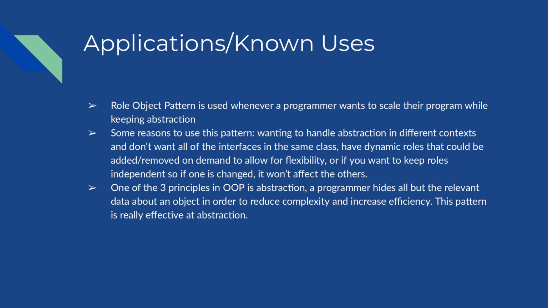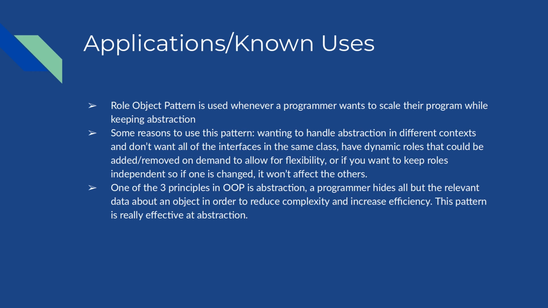So, applications and known uses. The role object pattern is used whenever a programmer wants to scale their program while keeping abstraction. They just want to keep that in mind because that is one of the fundamentals for software design. Some reasons to use this pattern: they want to handle abstraction in different contexts, and don't want all the interfaces in the same class. They have dynamic roles that could be added or removed on demand to allow for flexibility, or they want to keep roles independent, so if one is changed, it won't affect the others.